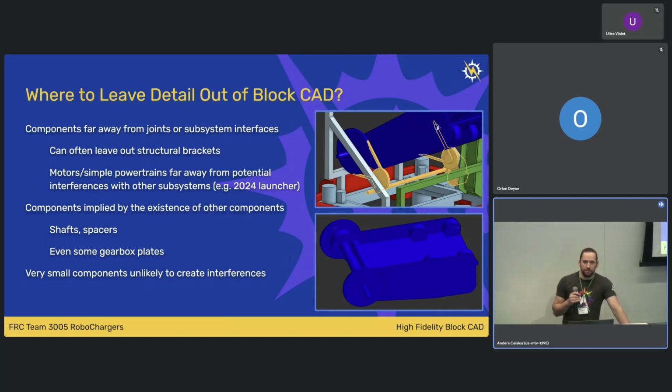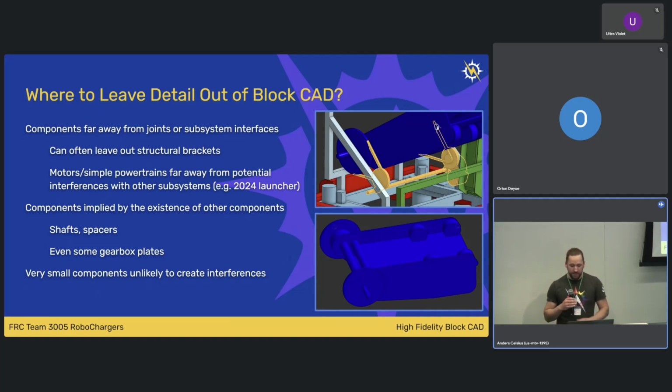Tube structures, you don't need to be modeling in brackets usually. Sometimes you do, usually you don't. And then sometimes you'll have a component that just kind of implies the existence of another component. Shafts usually work that way. If I've got a gear that's part of my block CAD, I don't need to model the shaft in the block CAD because it's very clear that there's a shaft there to the person designing the subsystem later.